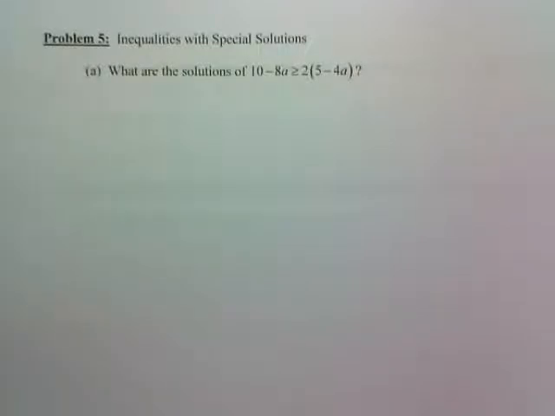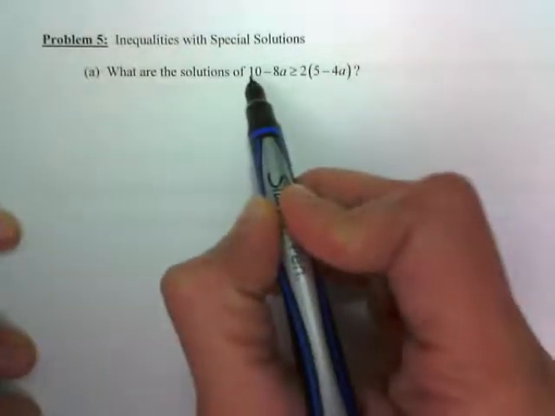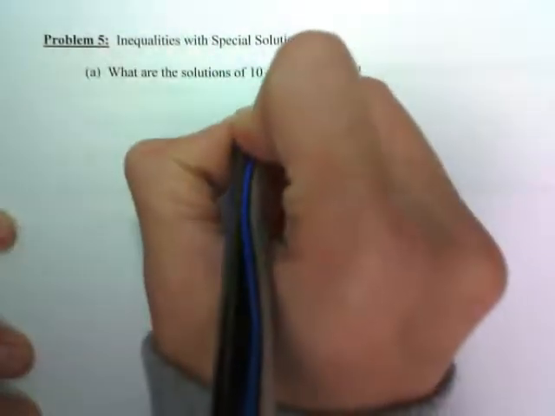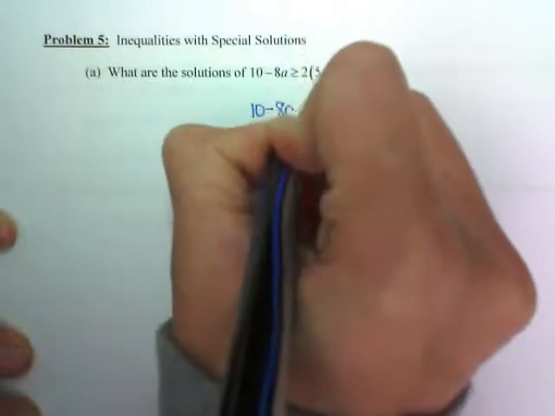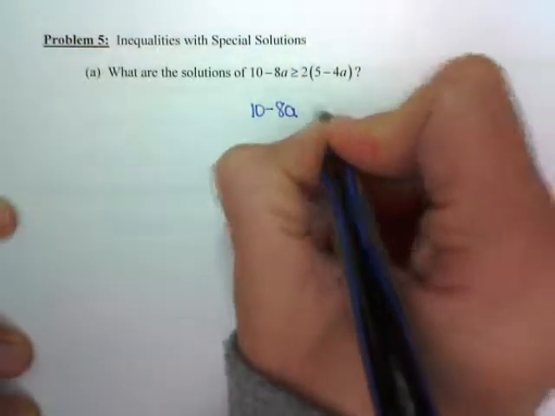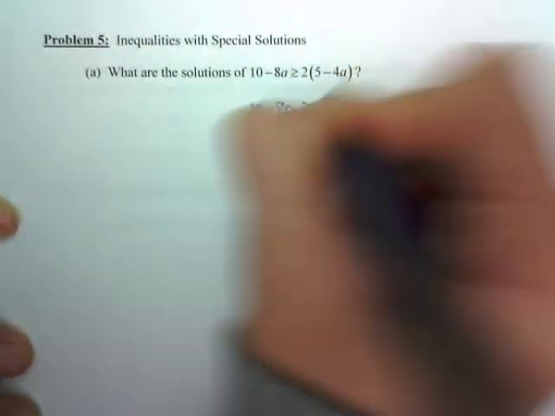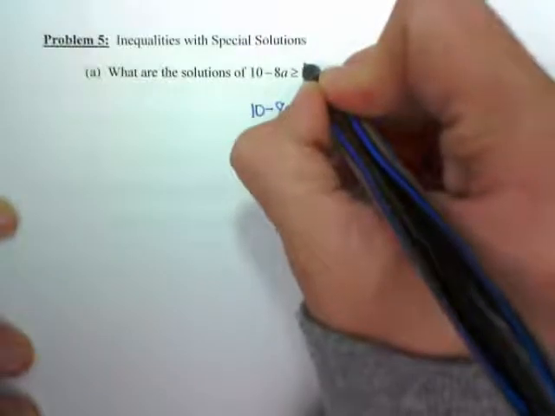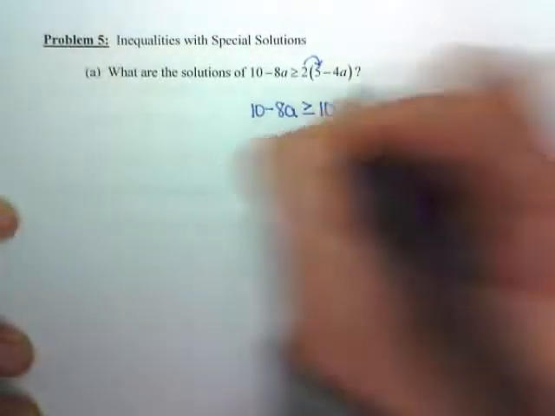So let's go ahead and do the distributive property first, since we do have these parentheses. This side, 10 minus 8a, doesn't have anything for us to do. There are no like terms, no distributive property, nothing. So we're going to leave it alone, and we have the greater than or equal to. But I am going to distribute the 2 in. So 2 times 5 is 10.